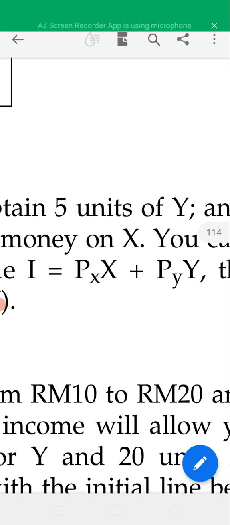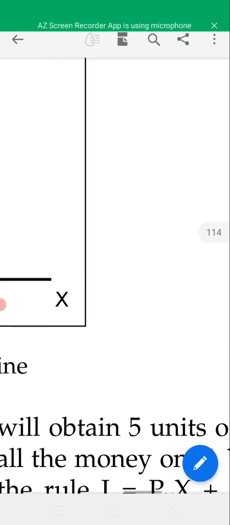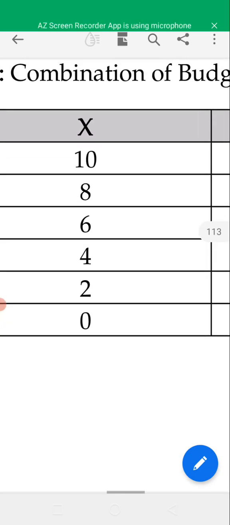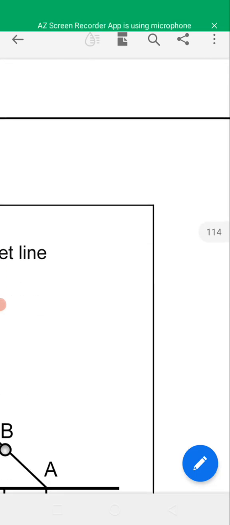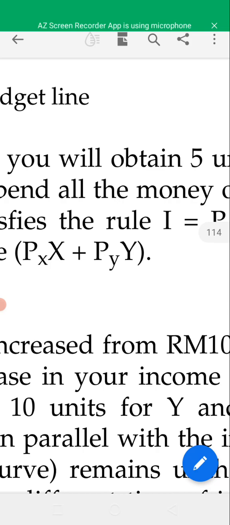Hope you're writing. So on the I there, I want you to put 10 is equal to, what is the price of X? We said 1. So you can say 1 times, what is X? So you can go back here. At the table, X is 10. So you can put where there is X there, you can put 10.